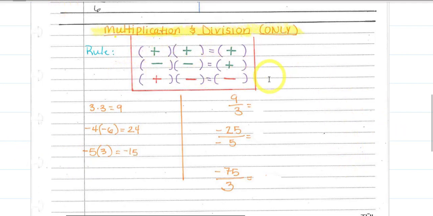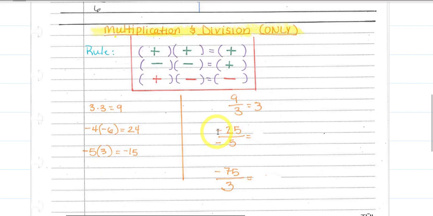The same exact rules apply for division. Remember that now we're more often than not going to see division displayed as a fraction. Fractions are division. So we're going to apply the same exact rules that we have in the box. We have a positive 9 divided by a positive 3. So both of them are positive. My answer will be a positive 3.